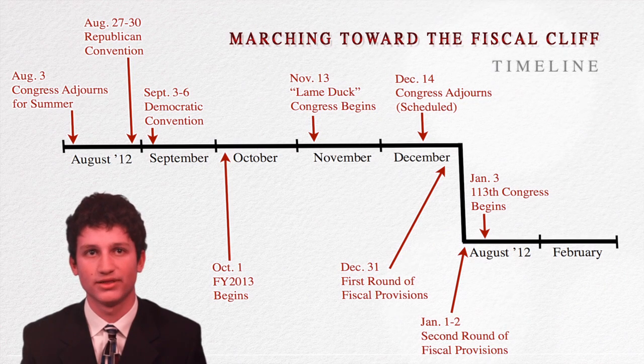On December 14th, this lame duck Congress will adjourn for the holidays, and then the new Congress will take over on January 3rd of 2013. Fiscal provisions will begin taking place on the 31st of December, and then more will happen the 1st and 2nd of the year. This is when we will go over the fiscal cliff, and our economy and our deficit will suffer. The Bush tax cuts will expire, raising taxes for everybody, and then spending cuts will also take effect within days of each other, which is a measure to control our nation's deficit.